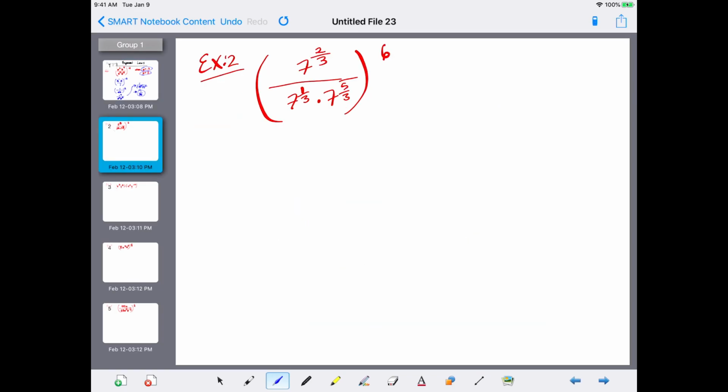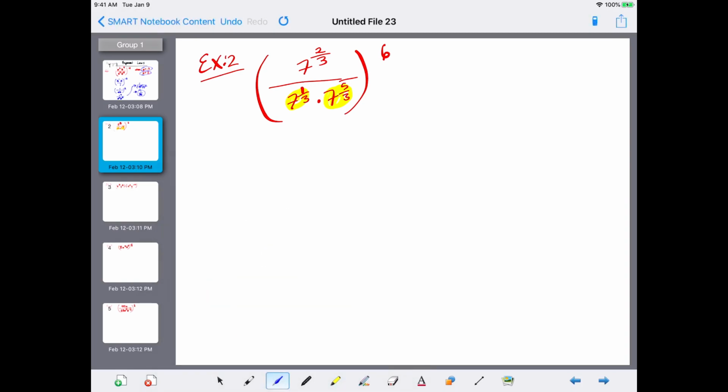Example 2. So here in example 2 we have a bunch of fractional exponents. We're going to try and do some simplifying inside the brackets before we apply that exponent of 6 to the whole thing. So let's look closely at the bottom here. We have 7 to the exponent 1/3 and 7 to the exponent of 5/3. So when we multiply with the same base, we can add the exponents. In this case, our exponents are fractional, right? And we know how to add fractions. In order to add fractions, we add the numerators, and then we leave the denominator the same.